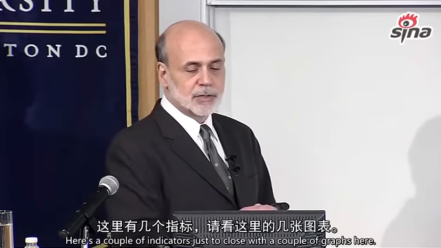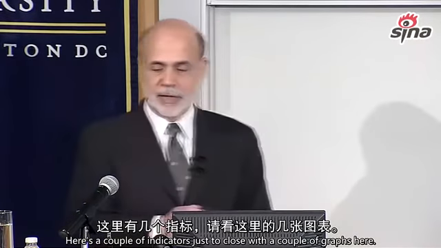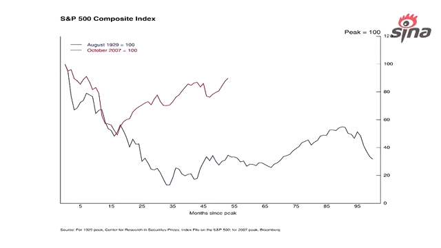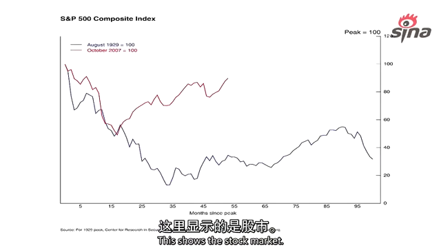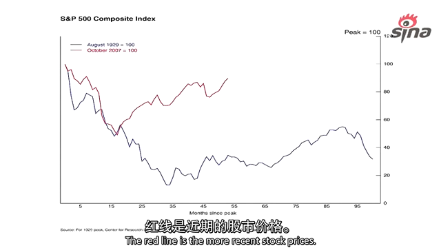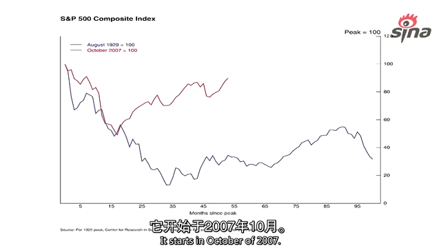Here's a couple of indicators just to close with, a couple of graphs. I think this is an interesting graph. This shows the stock market. The blue line starts in August 1929, which was the peak of the stock market before the Great Depression. The red line is the more recent stock prices. It starts in October of 2007.